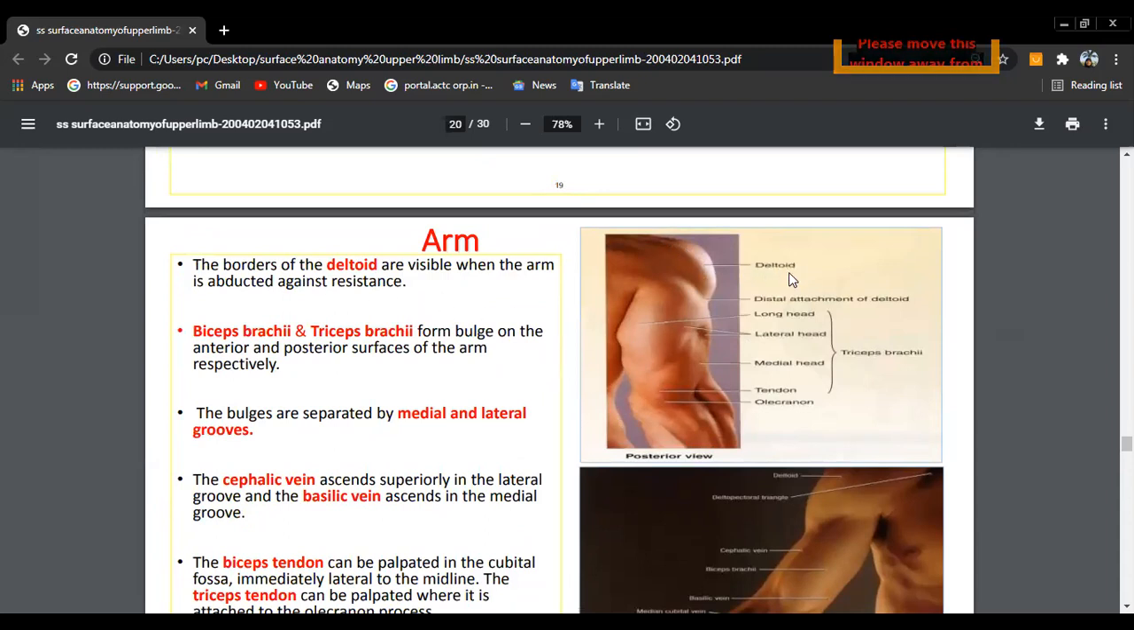The rounded contour is produced by deltoid. If you want to observe it more clearly, keep your arm in abducted position. That too as though somebody is stopping you to do the abduction. That's what is called as movement against resistance. Okay, then so we know like in front we have biceps, behind we have triceps. Okay, they form bulge anteriorly and posteriorly respectively. The bulges are actually separated by the grooves. Okay, the medial and lateral grooves.